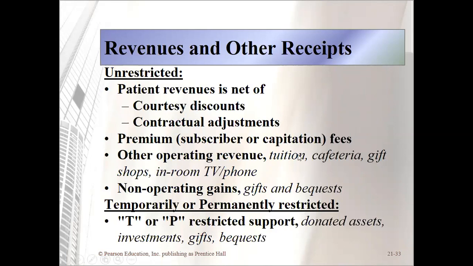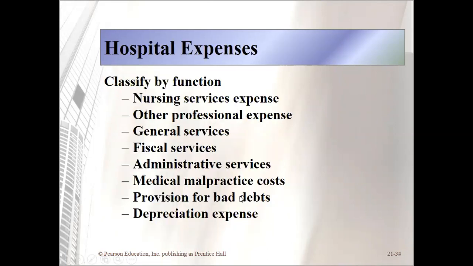So let's say we have like members and we will be receiving some fees from them. Then also, for example, if we offer other items like there would be some cafeterias or gift shops, in-room TV or phone, we get some subscription fees, part of the fees to be charged to our customers, then tuition. And then the non-operating gains, the gifts and bequests. So also these items are on the temporarily or permanently restricted items.